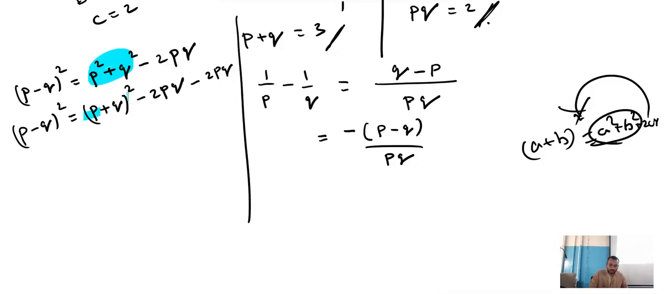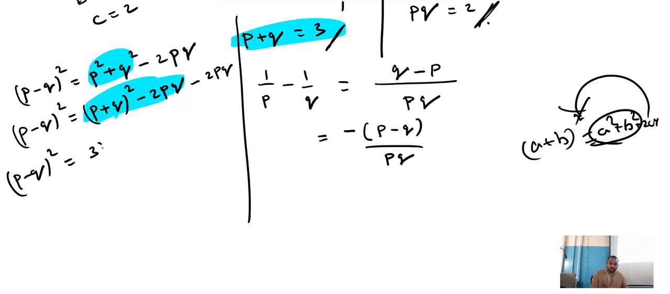And now one more remaining, minus 2pq. Understood? So this complete is a square plus b square: p square plus q square is p plus q whole square minus 2pq. And now the remaining minus 2pq as it is. Then p minus q whole square equals p plus q whole square minus 4pq. What is the value of p plus q? Just now we found plus 3. Substituting here, plus 3 minus 2pq minus 2pq is minus 4pq.